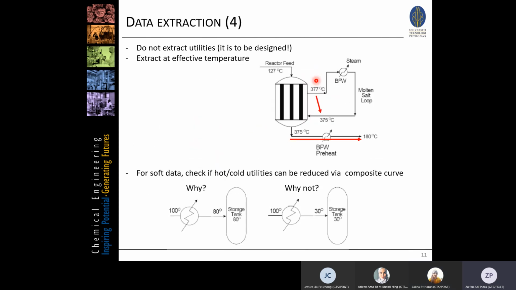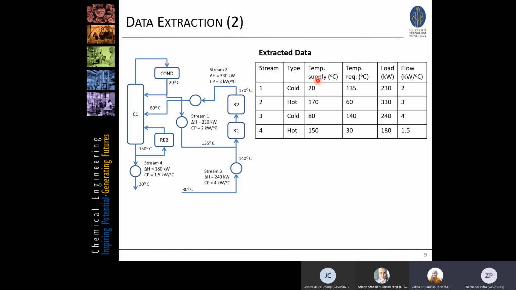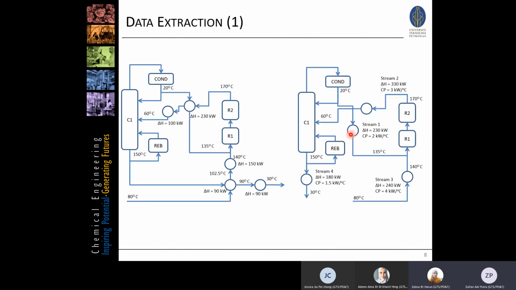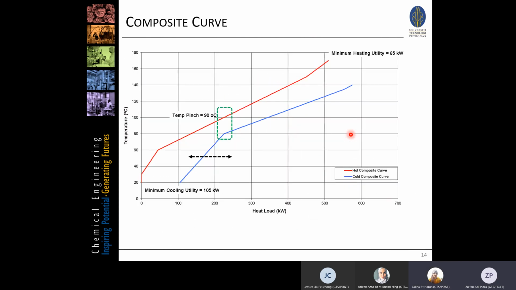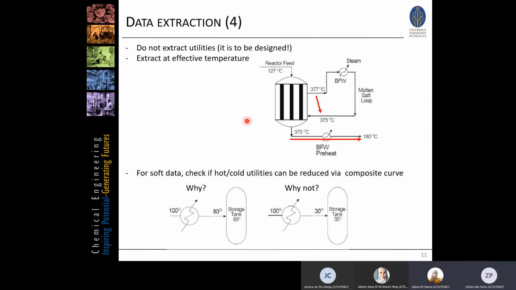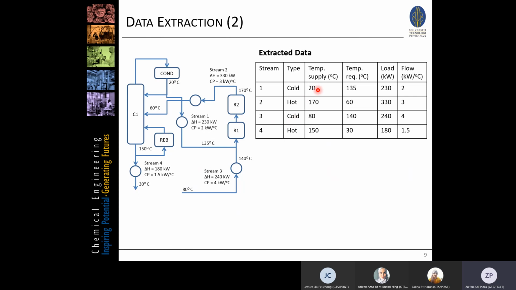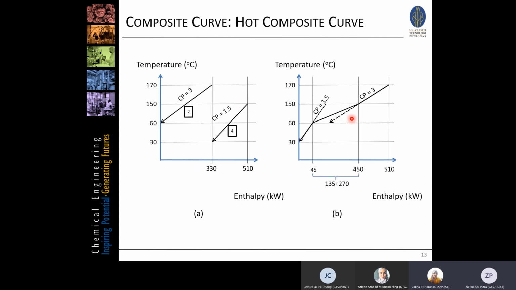So the way we do it is here. For this hot stream, we reduce by 10: 170 to 160, 60 to 50, and this is 150 to 140, and this is 220. The same goes with the cold stream. We need to increase the cold stream by 10 as well. So we go back to here, and then we increase this to 30, 145, 90, and then 150.